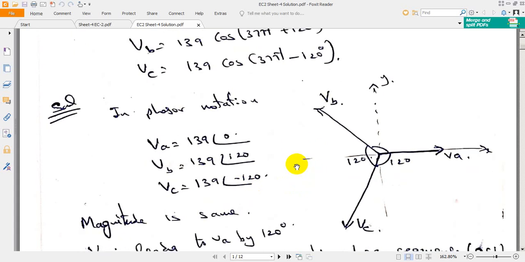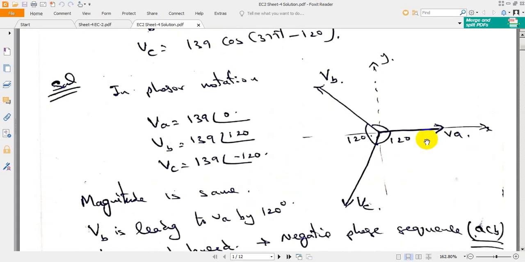And to identify the phase sequence, we need to read the vectors in the clockwise direction. If we read the vectors, the first vector is A, and if we move towards the clockwise direction, the second vector is C. So the phase sequence is ACB.